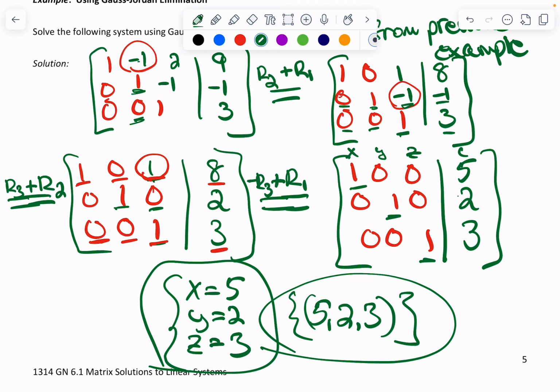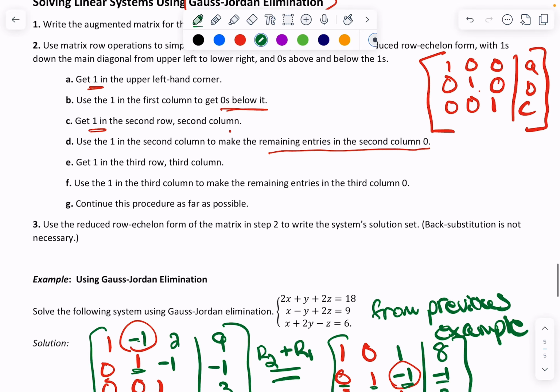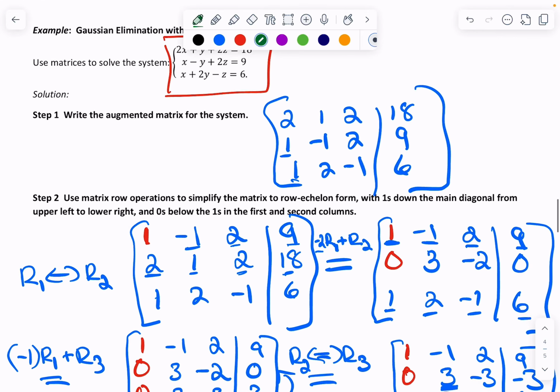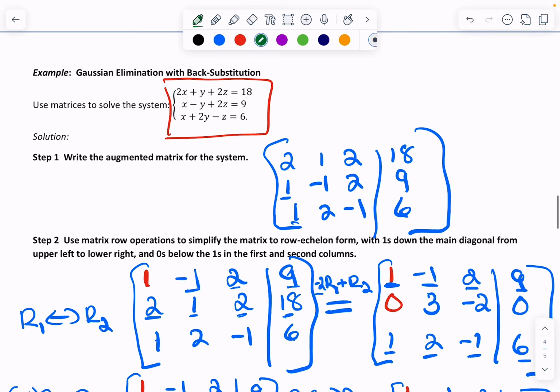So these are two different methods to use when we are solving systems of linear equations with 3 variables.